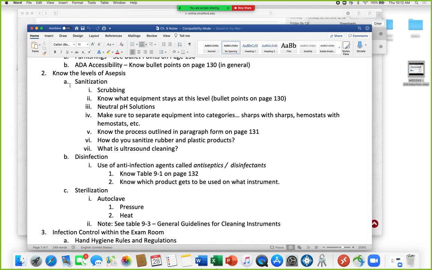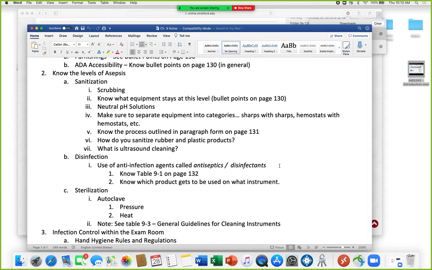The next level, so level one, sanitization. Level two, disinfection. That's when we start using the antiseptics and disinfectants. There's a table in your textbook. Look up antiseptics and disinfectants. I'm going to also look up to see if these pages are still good, and if they are not, I'll update you. You can look it up in your textbook, or you can just Google it. What are the antiseptics and disinfectants that we use?